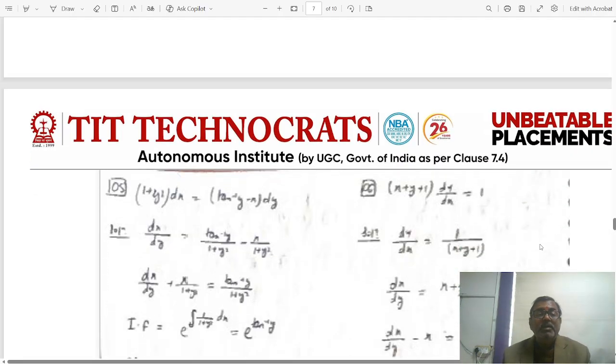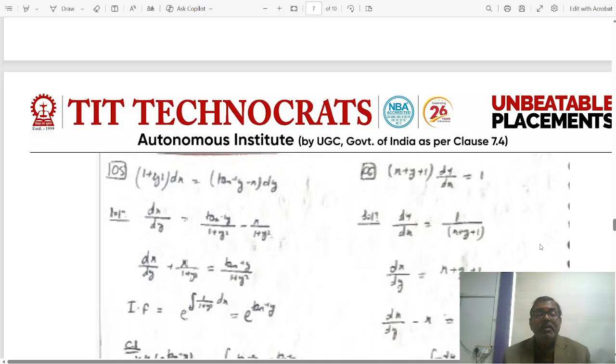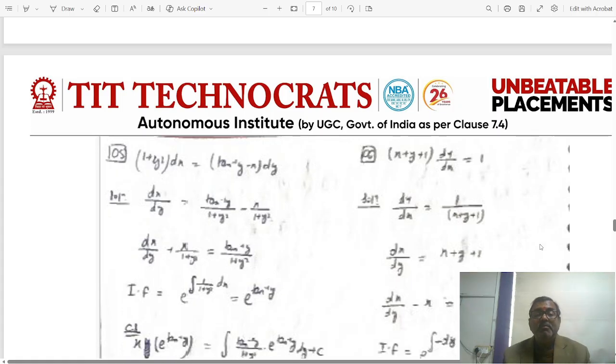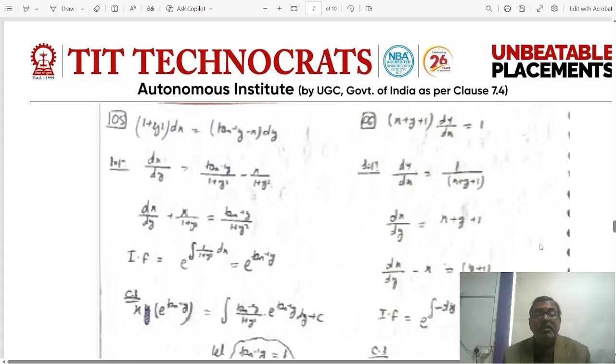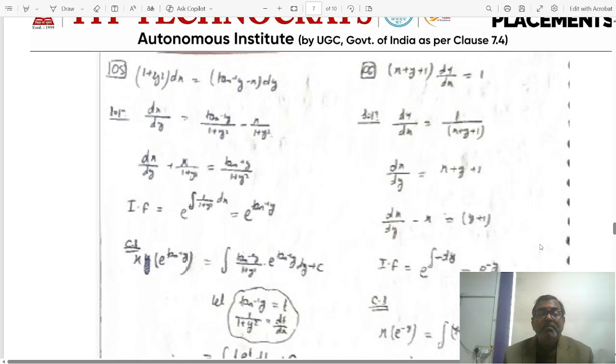Another example: (1 + y square) dx = (tan inverse y minus x) dy. So we can write this as dx/dy minus tan inverse y upon 1 plus y square equals x upon 1 plus y square. Now first we find the integrating factor, e to the power ∫p dy, that is e to the power ∫1 upon 1 plus y square dy, e to the power tan inverse y.